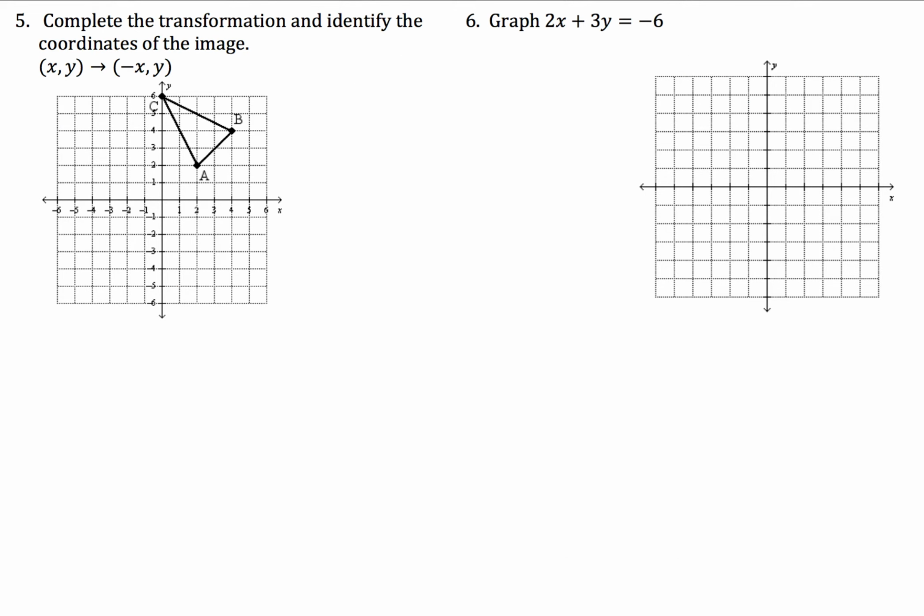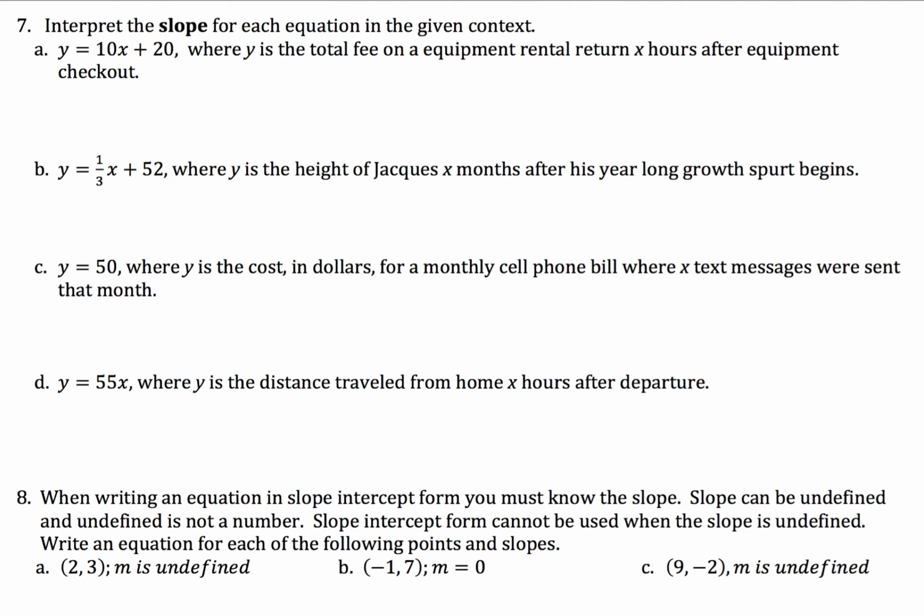Number 5, you're going to perform a transformation and give me the coordinates of A prime, B prime, and C prime. Number 6 is a review of graphing, which we did earlier in this unit. On number 7, you're going to interpret what the slope means on each of these. And these are the same equations we had in the last assignment. It's just this time we are interpreting the slope rather than the intercept.